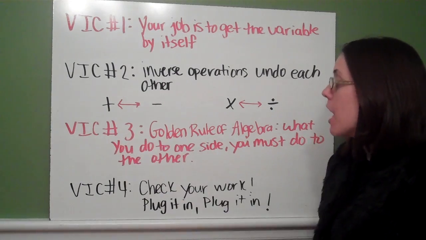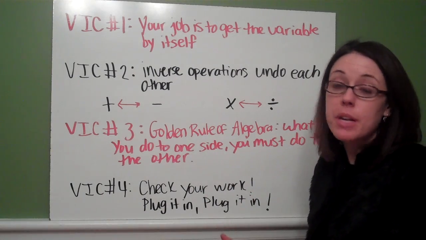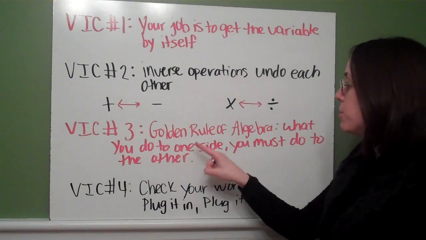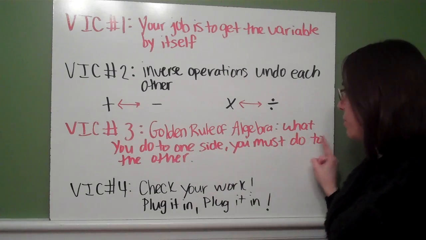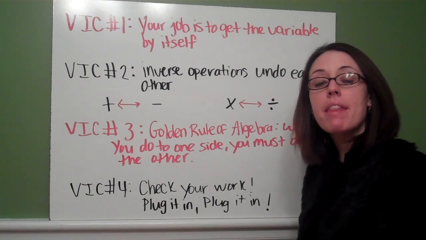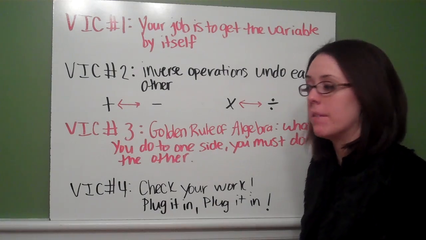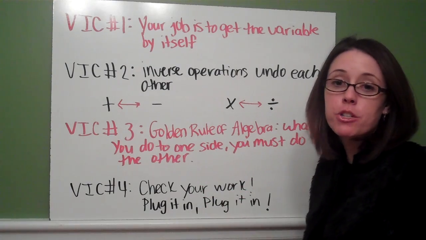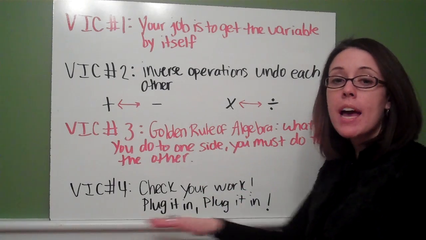VIP number three, there is a golden rule of algebra you must learn. That is, what you do to one side, you must do to the other. What you do to one side, you must do to the other. And by that I mean each side of the equation. VIP number four, check your work. It's like the commercial, plug it in, plug it in. Always check your work.